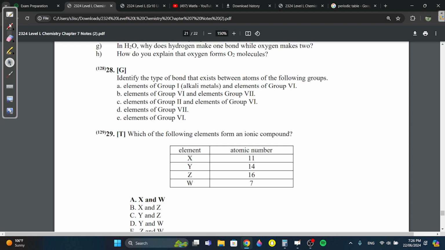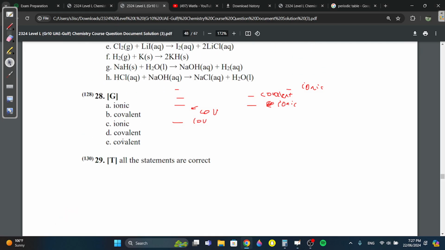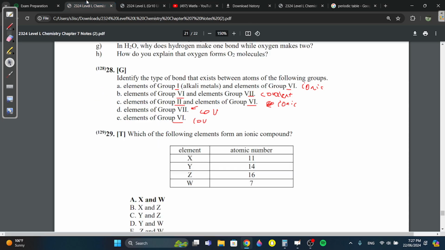Identify the type of bond that exists between group 1 and group 6. Group 1 is a metal and group 6 a non-metal, so surely it should be ionic. Group 6 and group 7, that's non-metal non-metal, so surely covalent. Group 2, group 6, ionic because it's a metal and a non-metal. Group 7 should be covalent. Group 6 again covalent. So I think they should all be covalent except A and C. Yeah, A and C are the ionic.